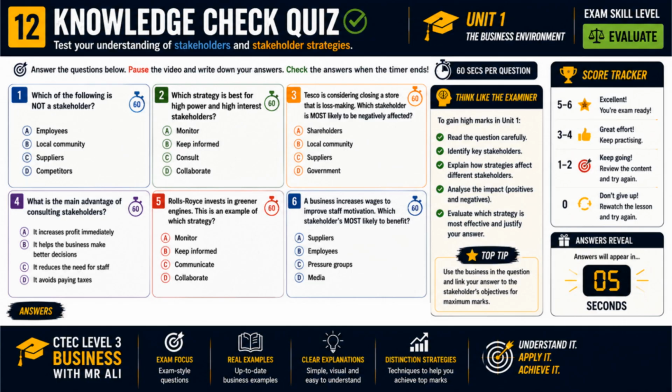If you're getting 3 to 4, great effort, keep practicing. The knowledge is there. We need to build on it, move it from stable to mastering. That's really what we want to do, and that gets us our distinction stars. Keep going. If you're getting 1 or 2, try again, go back over the content. And if you did get 0, don't give up.